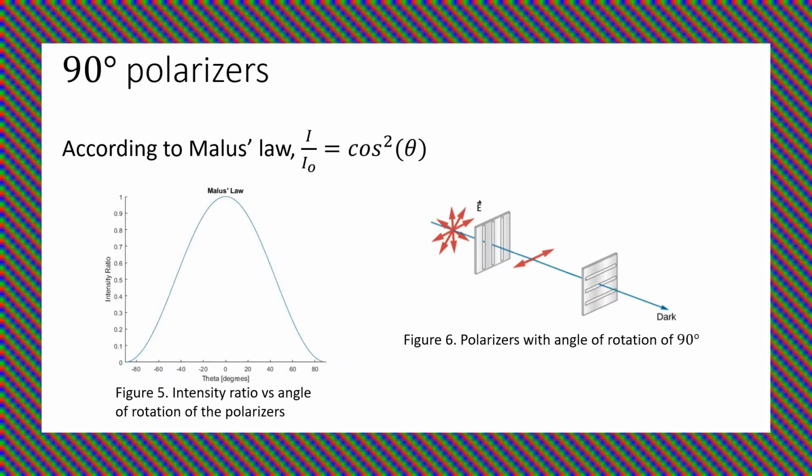If we have two polarizers situated at different angles, it follows Malus's law, which states that the intensity ratio is the cosine squared of the angle. In Figure 5, we can see the variation of intensity ratio with the angle of rotation of the polarizers. If the two polarizers have no angle of rotation, the light does not lose intensity. But if there is a 90-degree rotation, it will lose its intensity. On the right, Figure 6 shows that there is no light passing through a 90-degree polarizer.